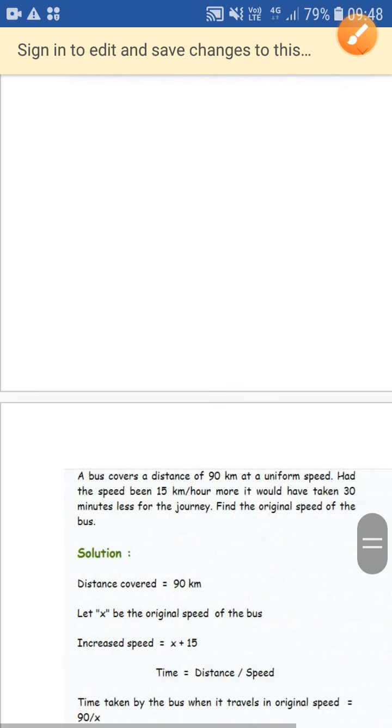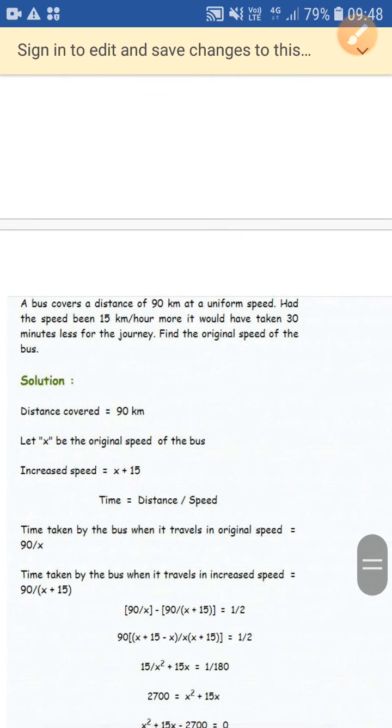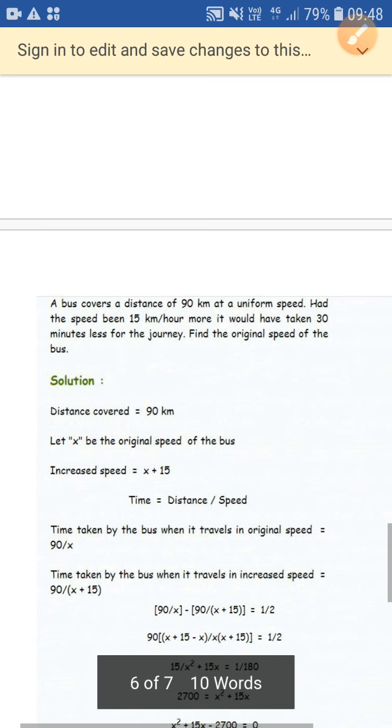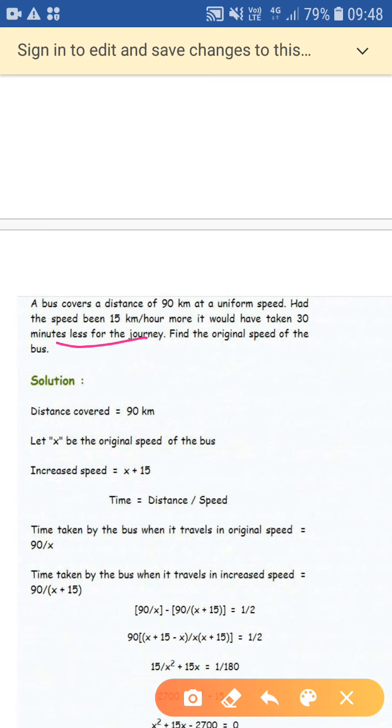Moving on, we have again a problem of speed and time. A bus covers a distance of 90 km at a uniform speed. Had the speed been 15 km per hour more, it would have taken 30 minutes less for the journey. So you can compare it with the train problem. There we were given 360 km, here we are given 90 km as the distance. And if we increase the speed of the bus by 15 km per hour, naturally it will take less time.